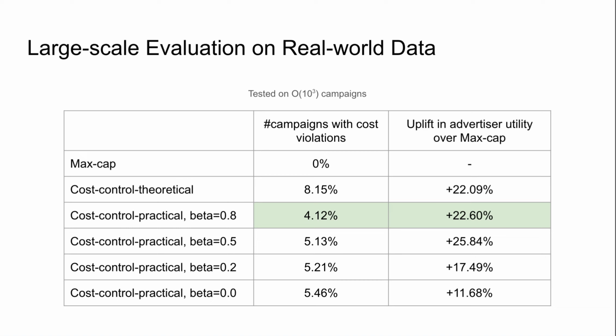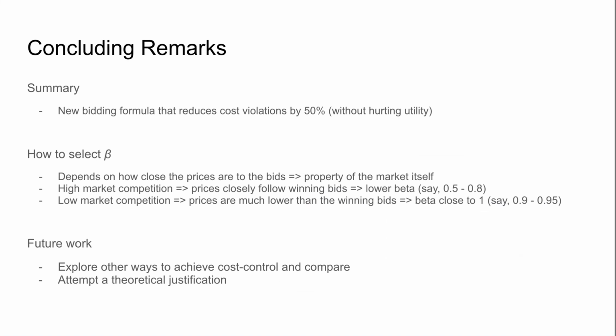Beta equals 0.5 produces even higher advertiser utility, but it leads to a slightly higher number of cost violations. In summary, we propose a new bidding formula with a beta parameter that reduces the cost violations by 50% while producing the same utility as the optimal bidding formula.